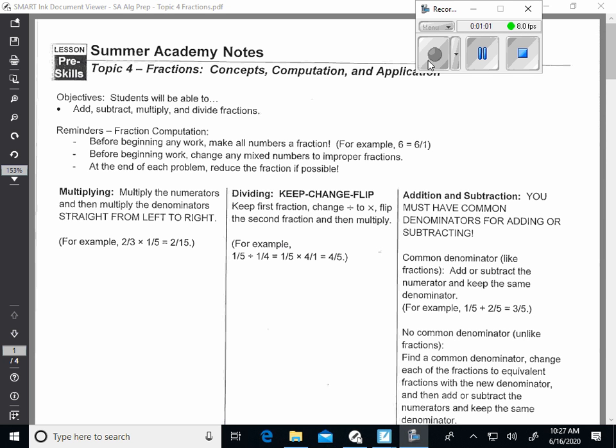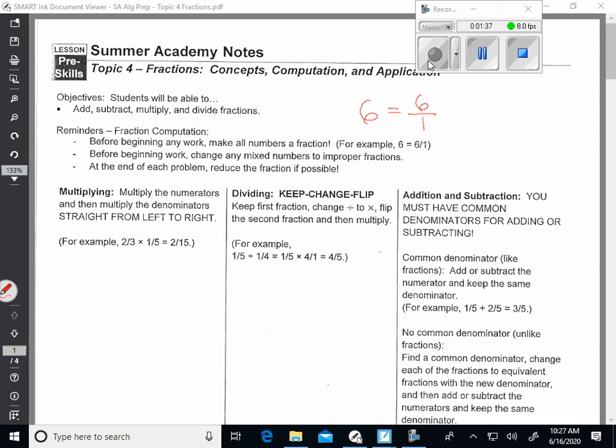A few reminders as we get into the computation involving a fraction. First and foremost, before you begin any work, make sure all of your numbers are fractions. So, for example, the number 6 is not a fraction. However, we can always make it a fraction by putting it over 1. What that means is taking that number and making it a fraction by putting it over 1. So anytime you have a whole number, make it a fraction.